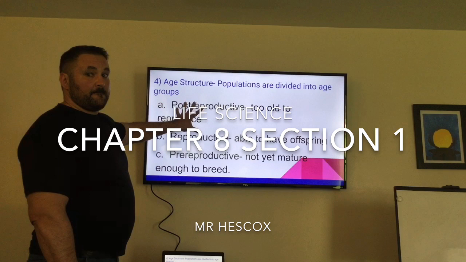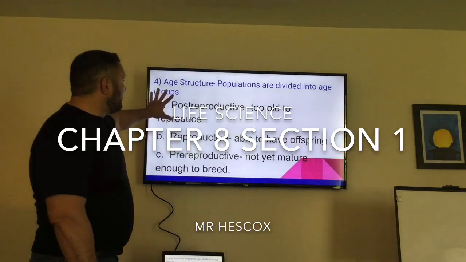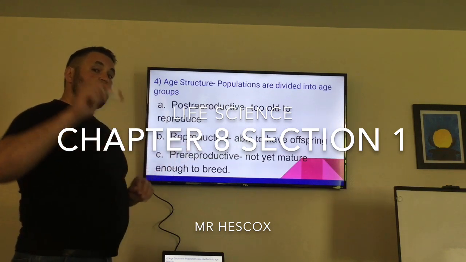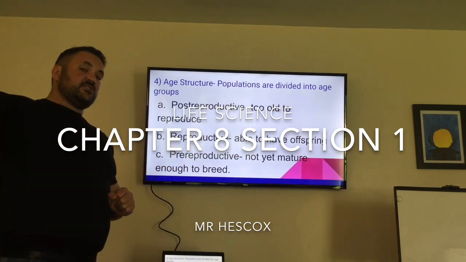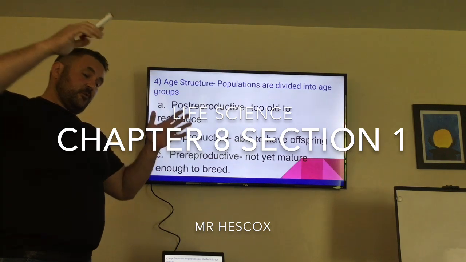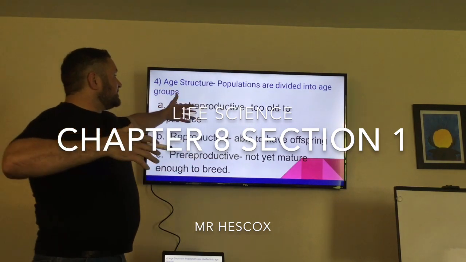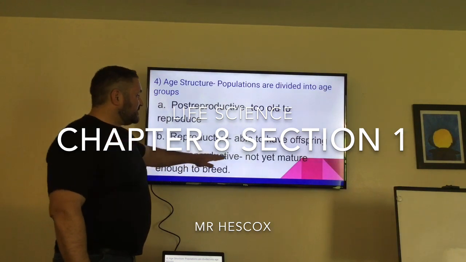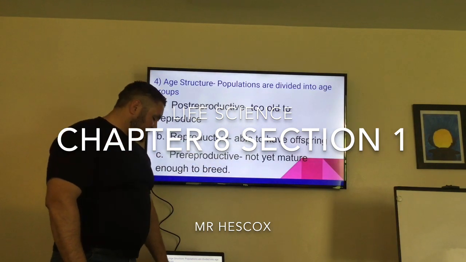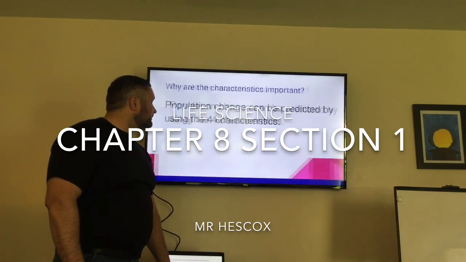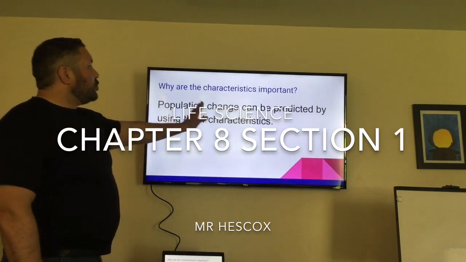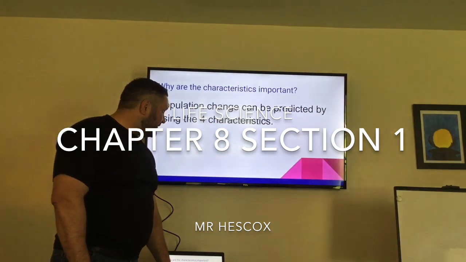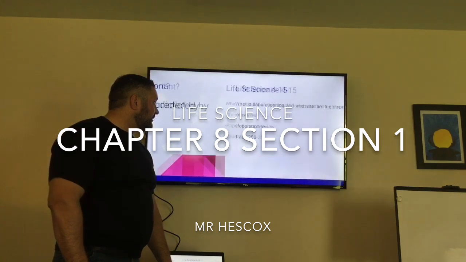Pre-reproductive, when you're too young to be having babies. If you have a lot of a population that's pre-reproductive and reproductive age, most scientists will agree that that population is going to grow in the future because you have people that are able to reproduce and some more coming into the area that are going to be able to reproduce. If the population becomes too old, the population may decline. We use all four of those characteristics to work together to figure out population growth.